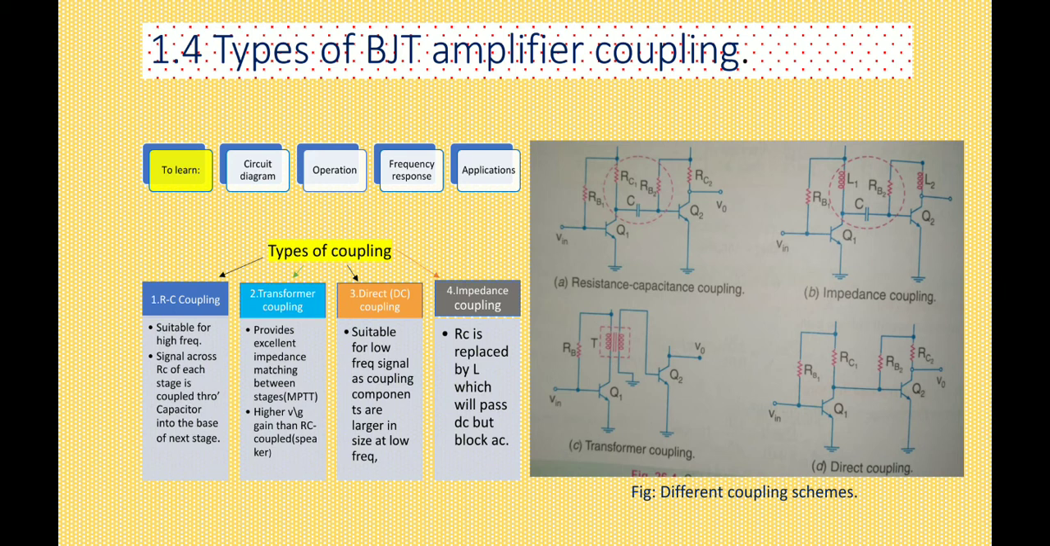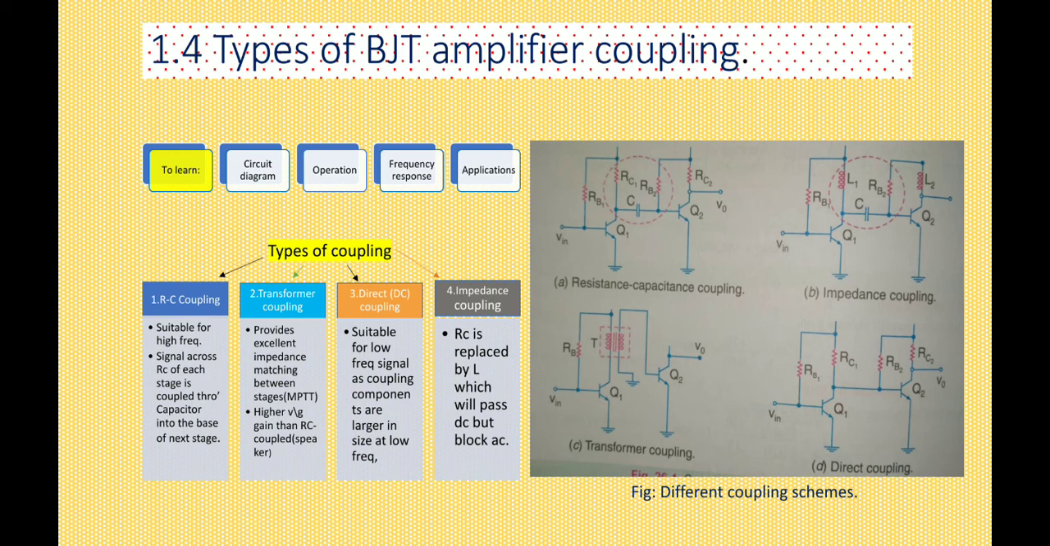Now the types of BJT amplifier coupling. Here we see the circuit diagram, operation, frequency response and applications of the RC coupled amplifier. First, see the types of coupling. The first one is RC coupling, where a resistor and capacitor are used as the coupling component. In transformer coupling, the transformer couples the output of one stage to the input of the second stage. In direct coupling, there is no coupling component; the output from one stage is directly coupled to the next stage. And in impedance coupling, an inductor and resistors are used as the coupling component.